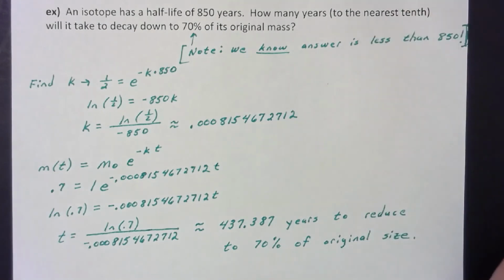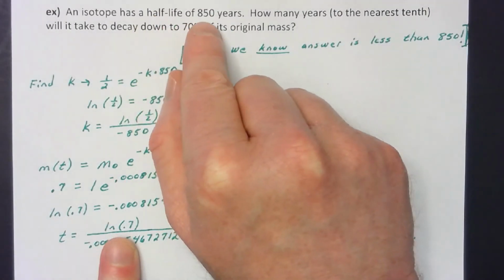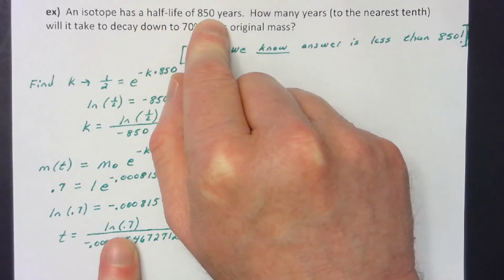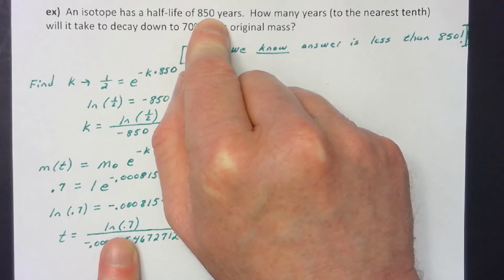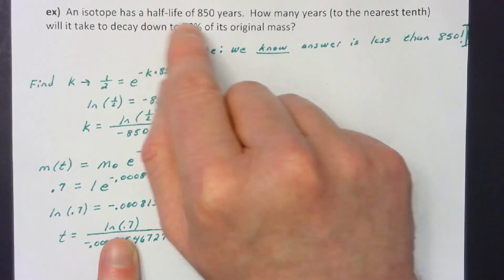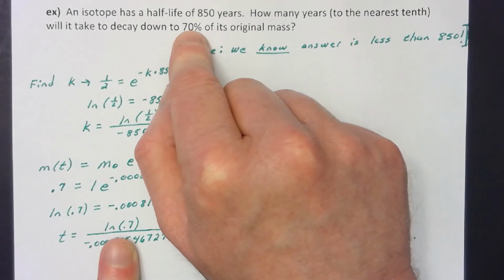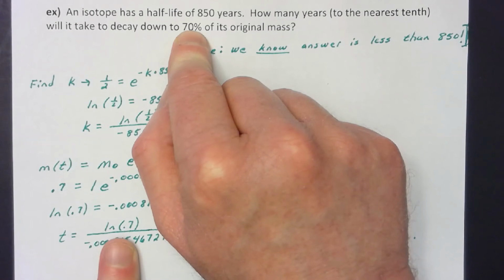Those answers make no sense in this problem, and you need to understand why. The isotope has a half-life of 850 years, so that clearly tells you it's going to take 850 years for it to be 50% of its original size. So we're not wanting to reduce all the way down to 50% of its original size. We're wanting to reduce down to 70%.